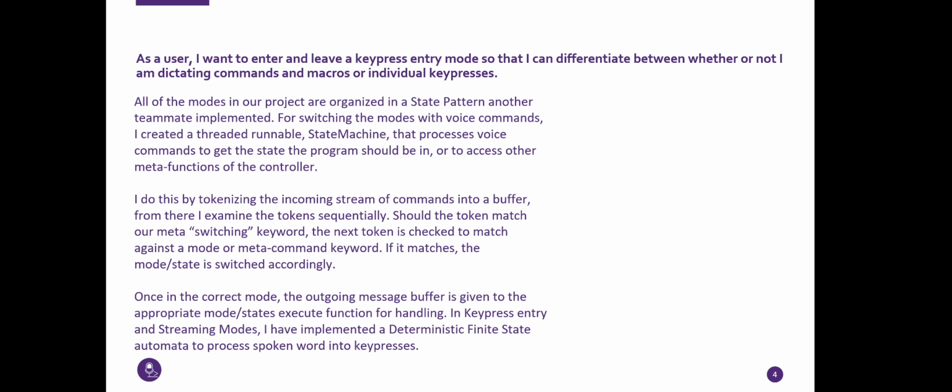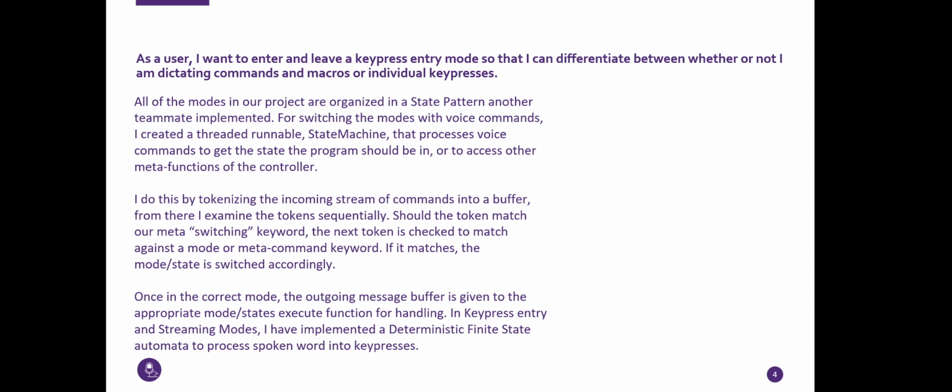As a user, I want to enter and leave a key press entry mode so that I can differentiate between whether or not I am dictating commands or individual key presses. All of the modes in our project are organized in a state pattern another teammate implemented. For switching the modes with voice commands, I created a threaded runnable state machine that processes voice commands to get the state the program should be in, or to access other meta functions in the controller.